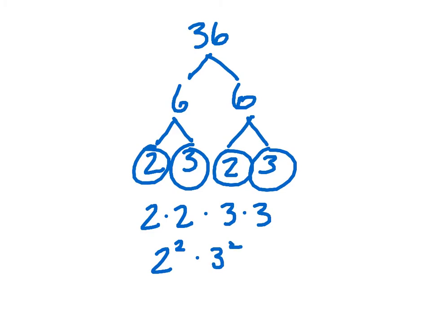So if you were to solve this, 2 squared is what? 4. And 3 squared is 9. 3 times 3 equals 9. So if you were to take 4 times 9, that's still going to get you 36.